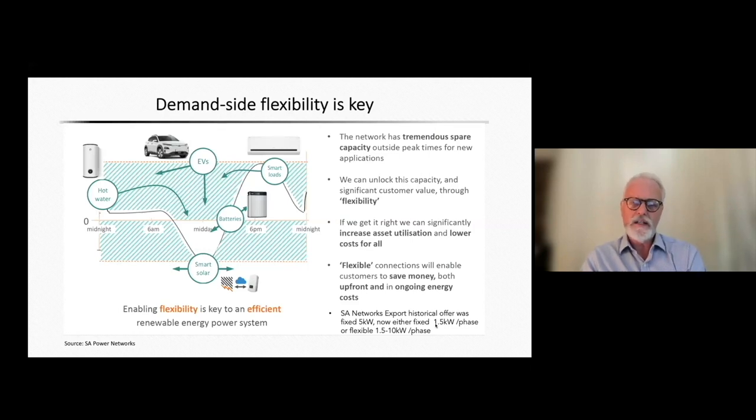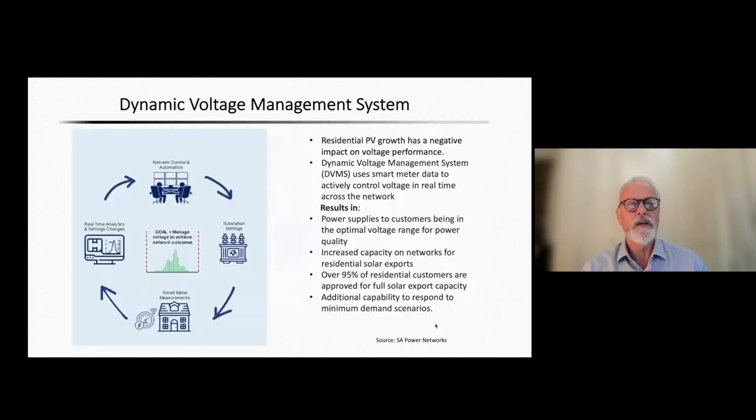They originally had a sort of 5 kilowatt export limit. I think this has been similar in some of the other states. And now they're saying, okay, we will offer you either a standard fixed 1.5 kilowatt export limit, or you can go up to 10 kilowatts export, but if you accept some level of control on your inverter. In fact, customers that are taking up this option find that it's less than 5% of the time that they may be curtailed in their output to manage that minimum demand period in the middle of the day.